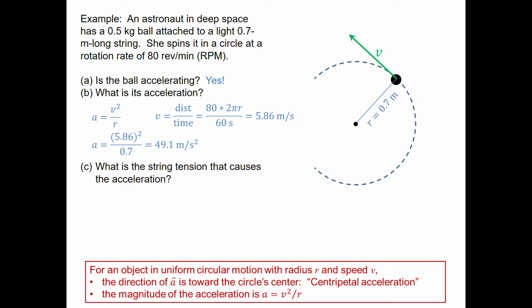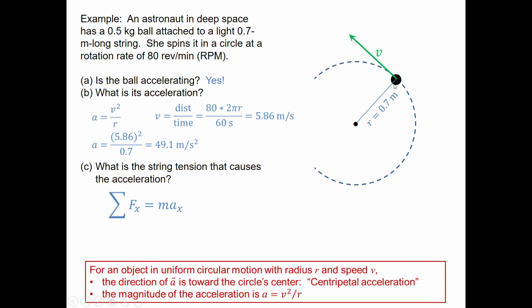Part C, what is the string tension that causes the acceleration? Well, yes, if the string weren't pulling on it, the ball would be going in a straight line. The string is what's causing it to move in a circle and causing it to accelerate, right? Because it's the only force acting on the ball, and by F net equals ma, that must be that force that's causing the acceleration alone. So in order to find a force, of course, if I know the acceleration, and now I know the direction and the magnitude of the acceleration at, say, the moment that's pictured up here, then I can use F net equals ma to conclude what F must have caused it.